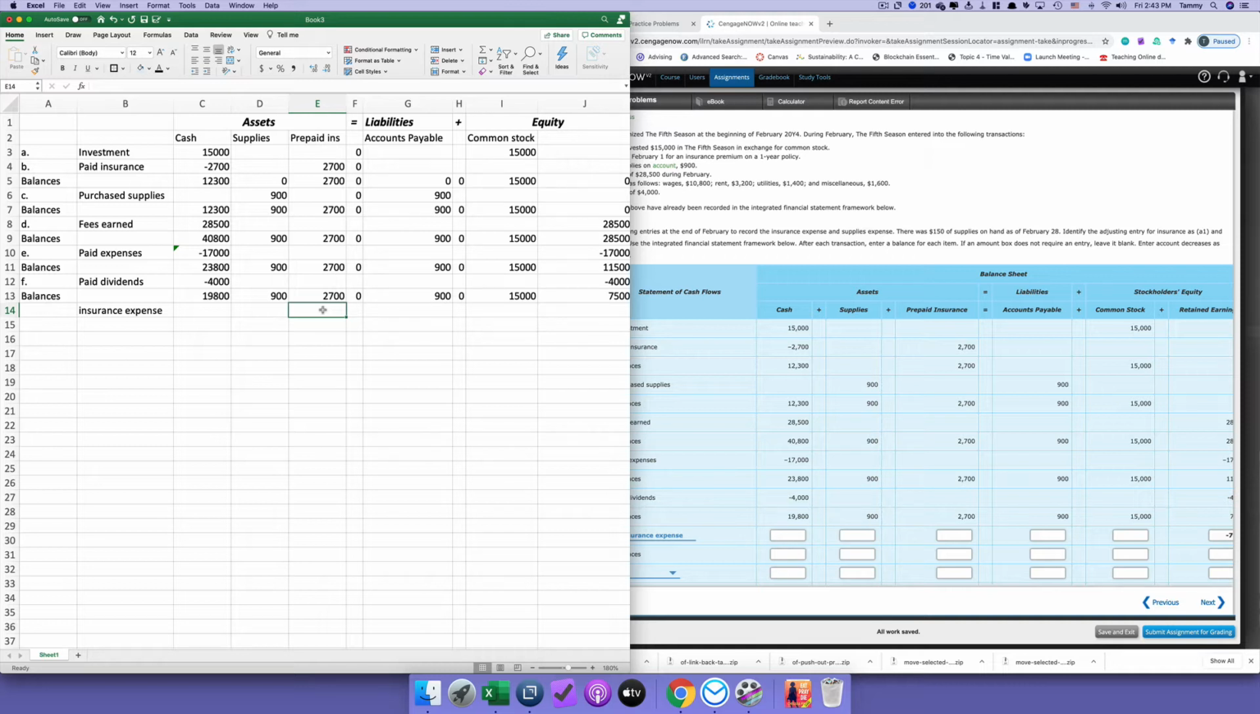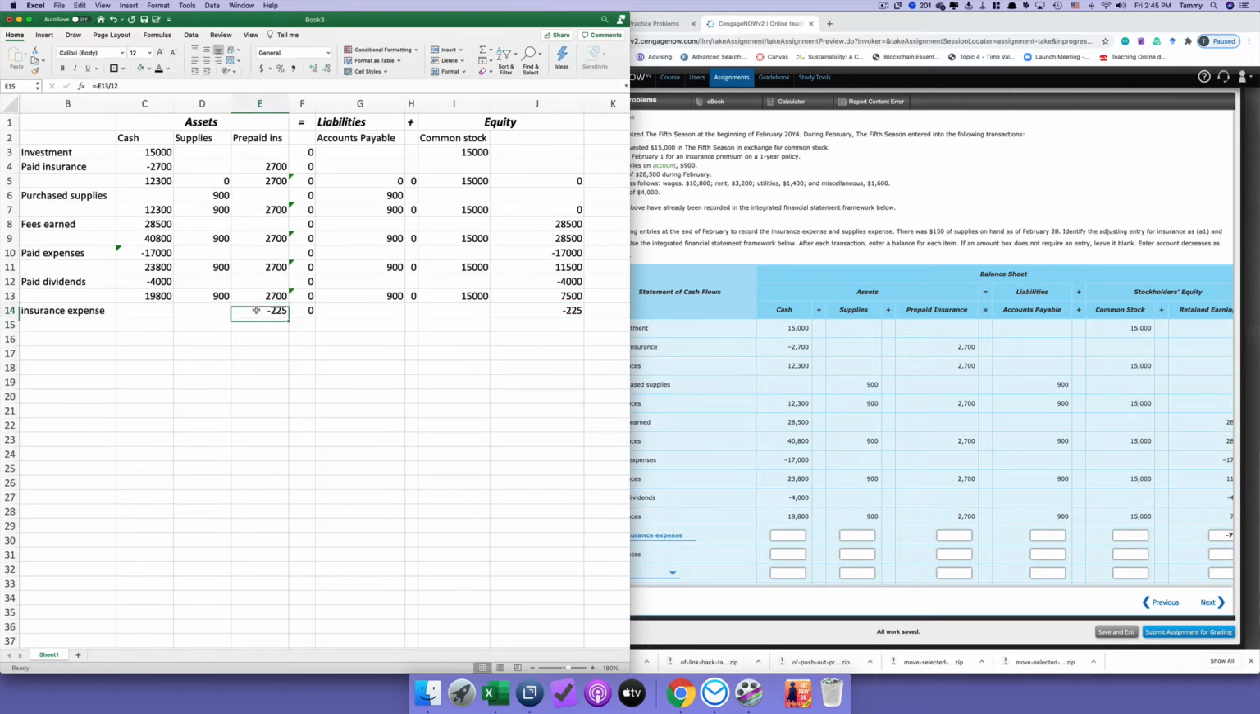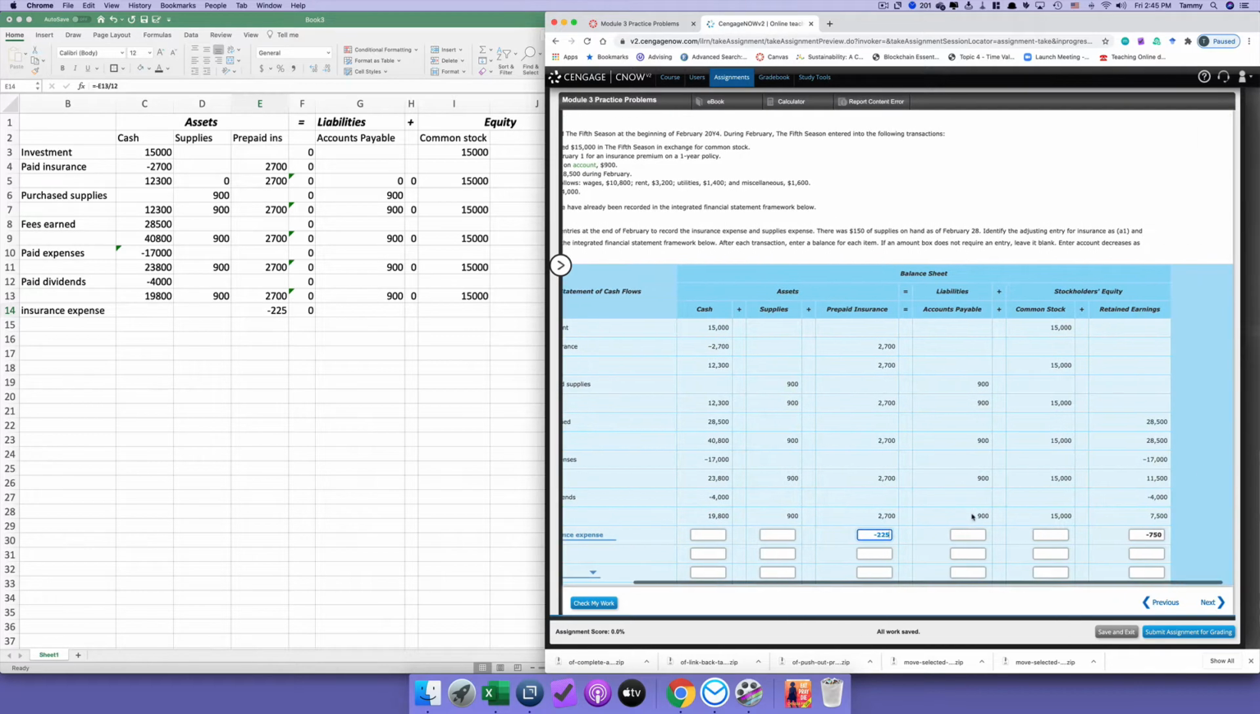Right, so let's divide the 2,700 by 12. That'll give us our insurance expense for the month, which then comes over here and reduces our retained earnings. And actually, I need to take this as a negative, right? So we have to write down the prepaid insurance by 225, and write down the retained earnings by 225 also.